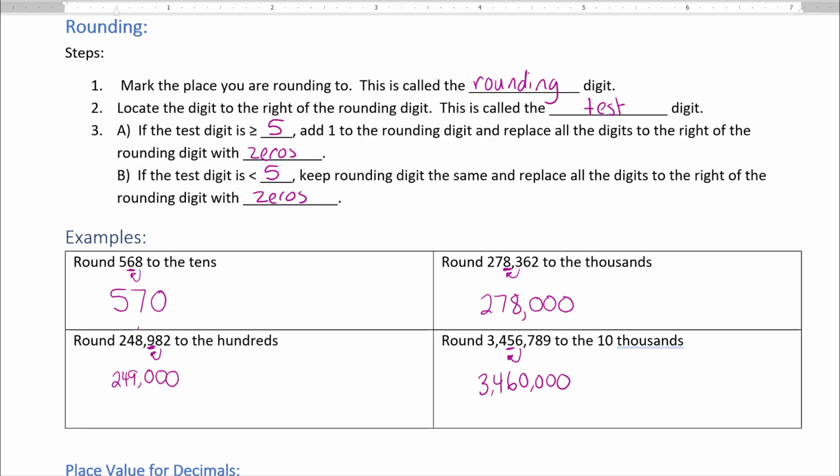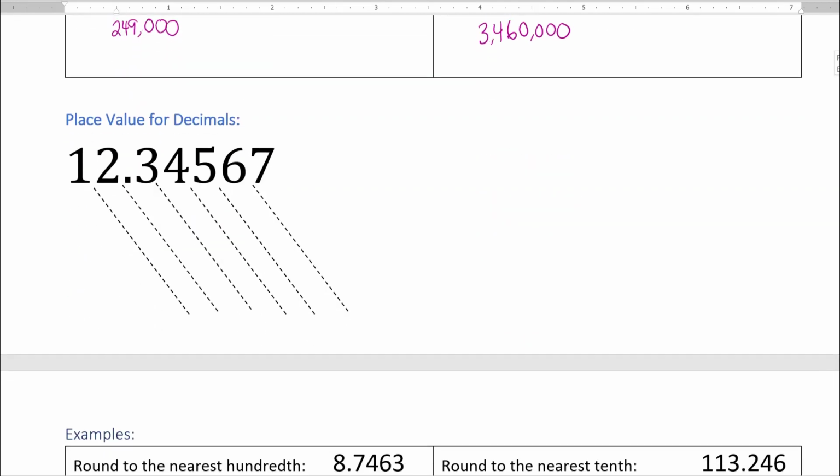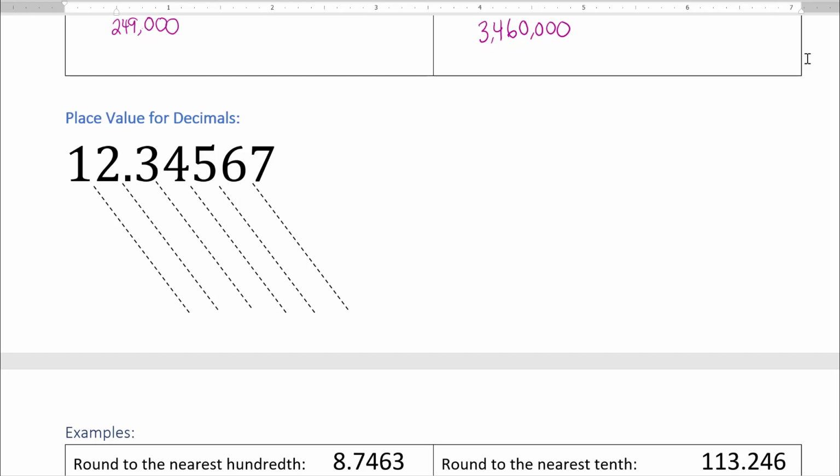Now we can round whole numbers like we have been doing, or we can round decimals. So let's go through the place values for decimals. Notice that there's a decimal point right here between the 2 and the 3. So the digit to the left of the decimal point is the ones digit. That means the 1 is the tens digit. Now, just like in whole numbers, this would continue up to hundreds, thousands, 10,000s, 100,000. But we're mostly focusing on the things to the right since we haven't talked about those yet.